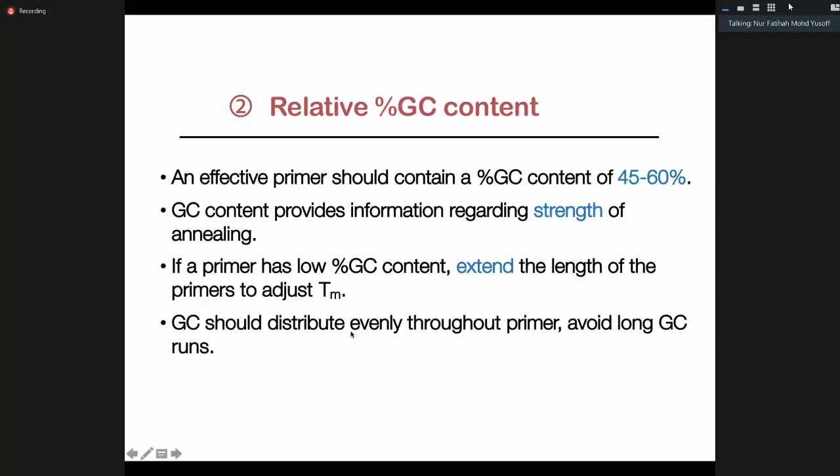GC should distribute evenly throughout primers, and then you have to avoid long GC runs, especially at the 3' ends.